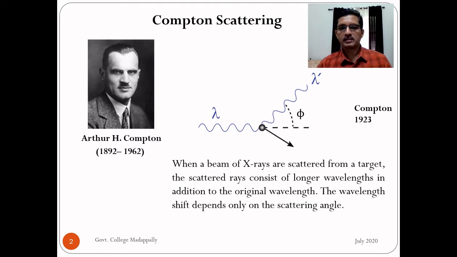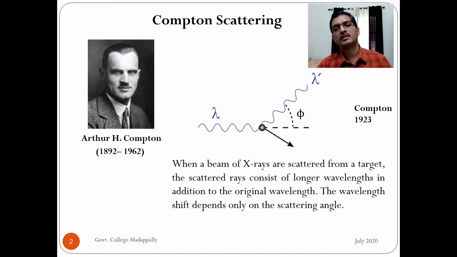When a beam of X-rays is scattered from a target, the scattered rays consist of longer wavelengths in addition to the original wavelength. So the scattered radiation contains the original wavelength as well as a longer wavelength. And the wavelength shift depends only on the scattering angle. So this was the phenomenon.